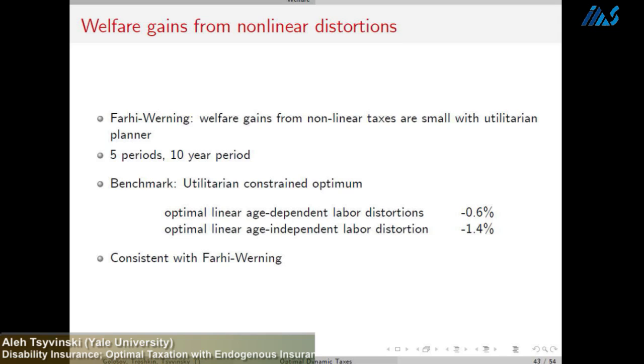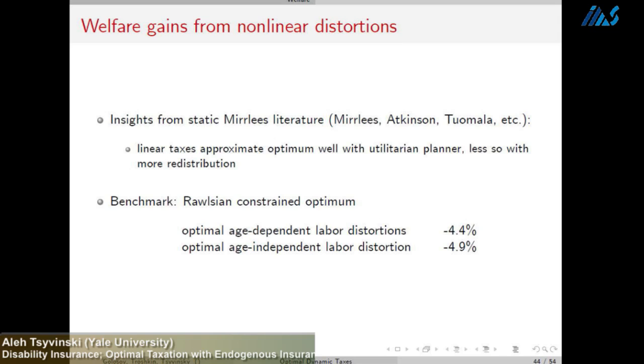Did you also compute the welfare gain relative to the benchmark of the existing tax system? At some point we did it, and it's huge, like 13%.